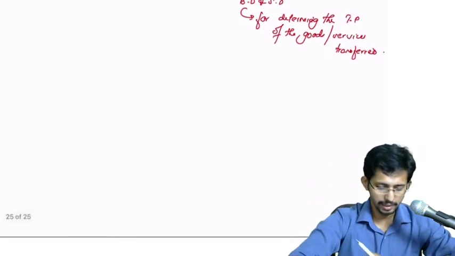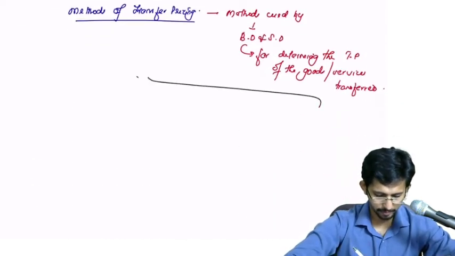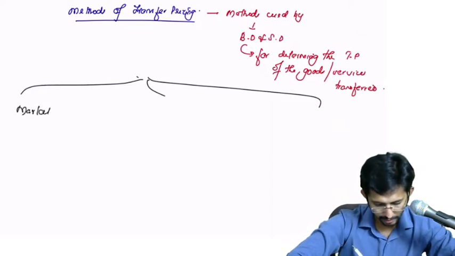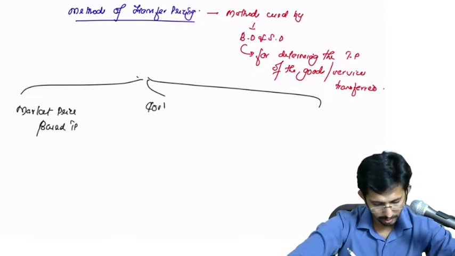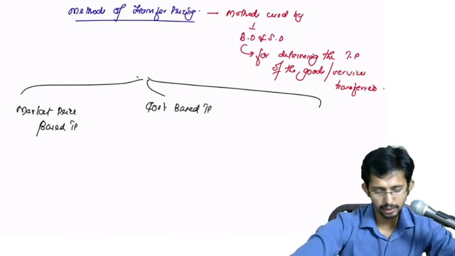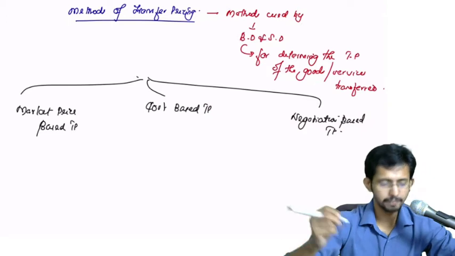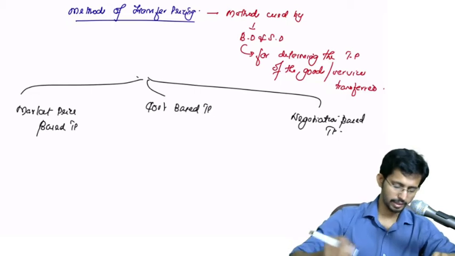Now, basically, you have three types of methods. One is market price based TP. Second is cost based TP. And the third one is negotiation based TP. Okay, now what do you mean by market price based TP?